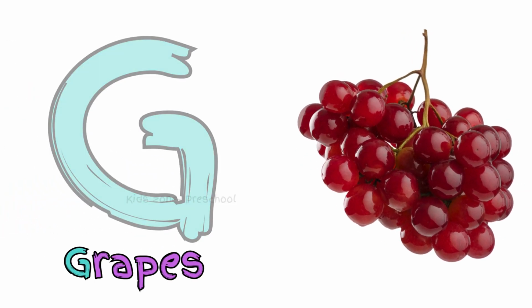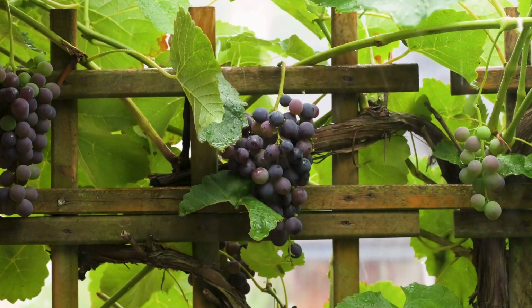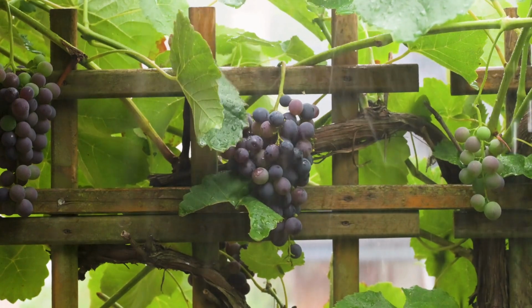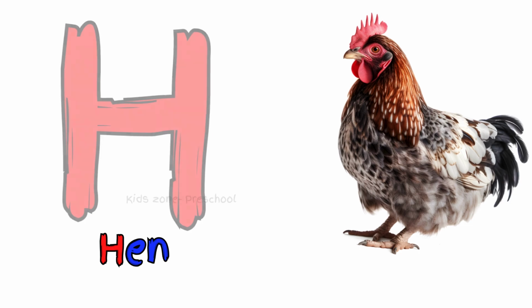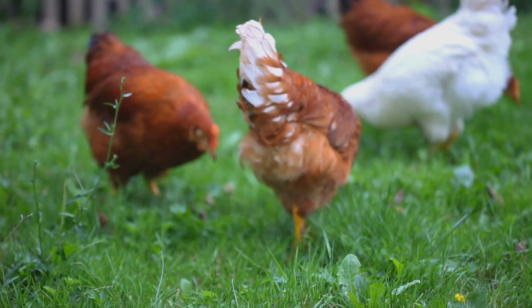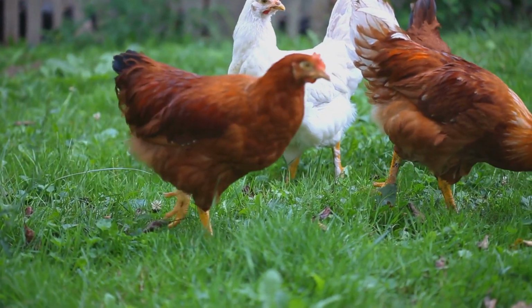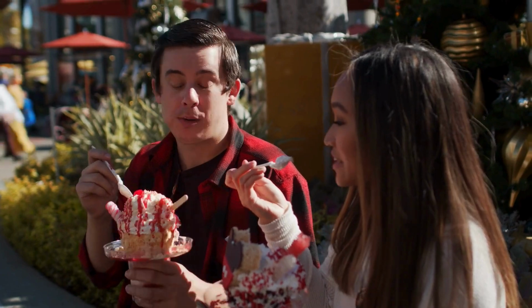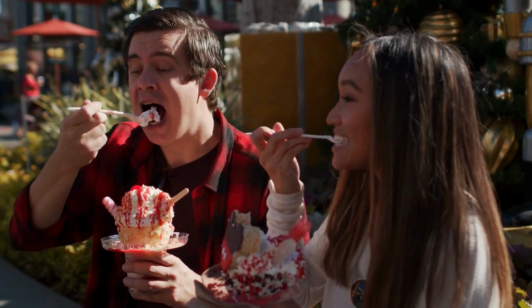G. G for grapes. Grapes. H. H for hen. Hen. I for ice cream. Ice cream.